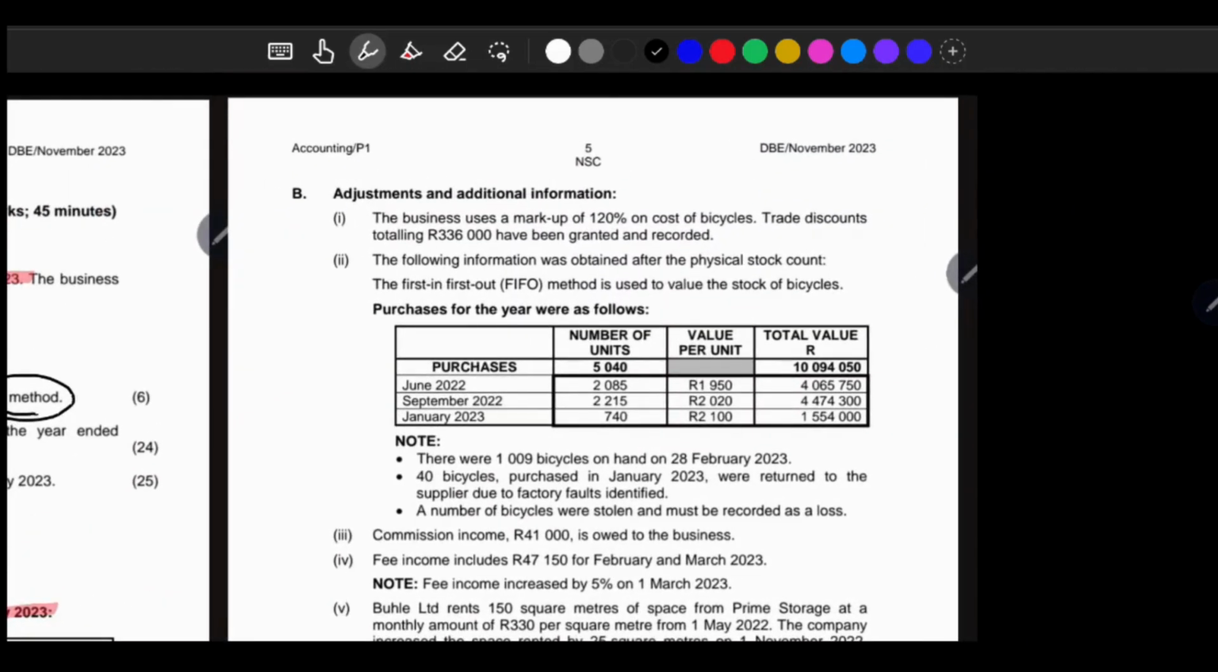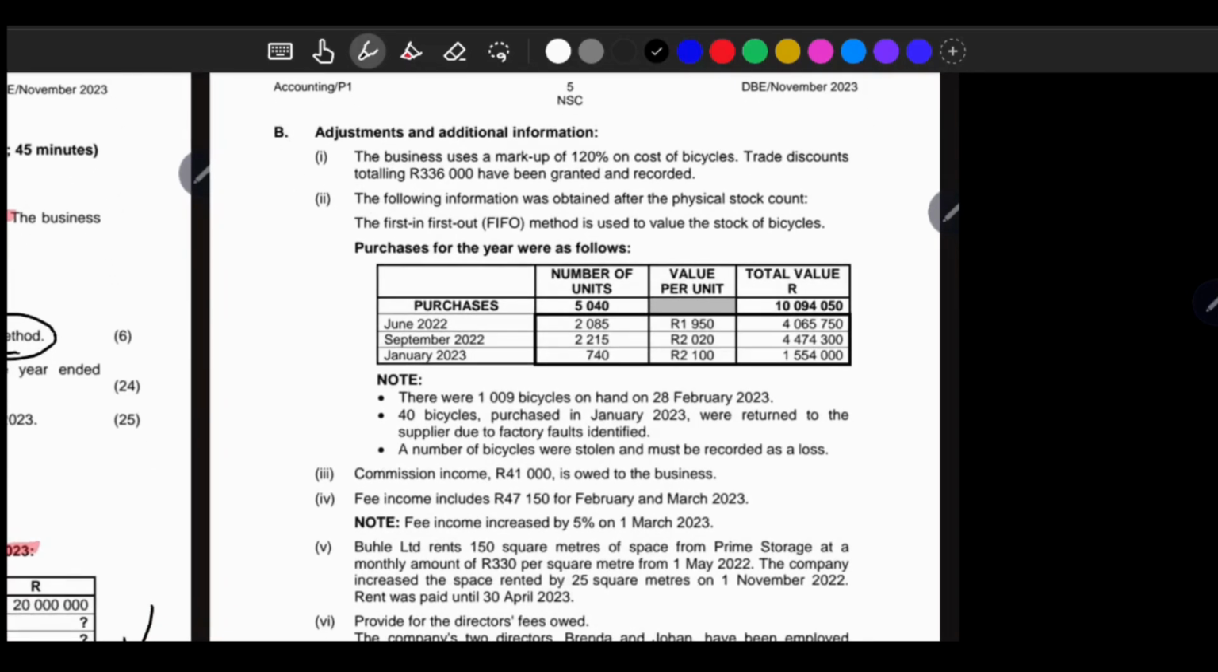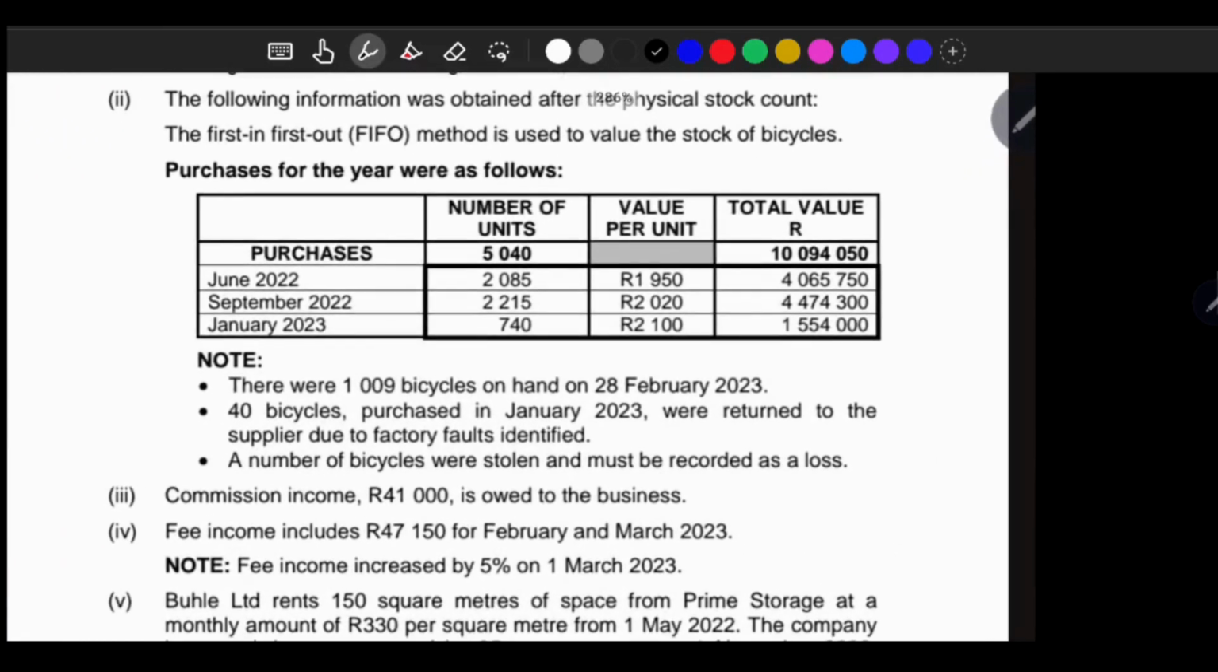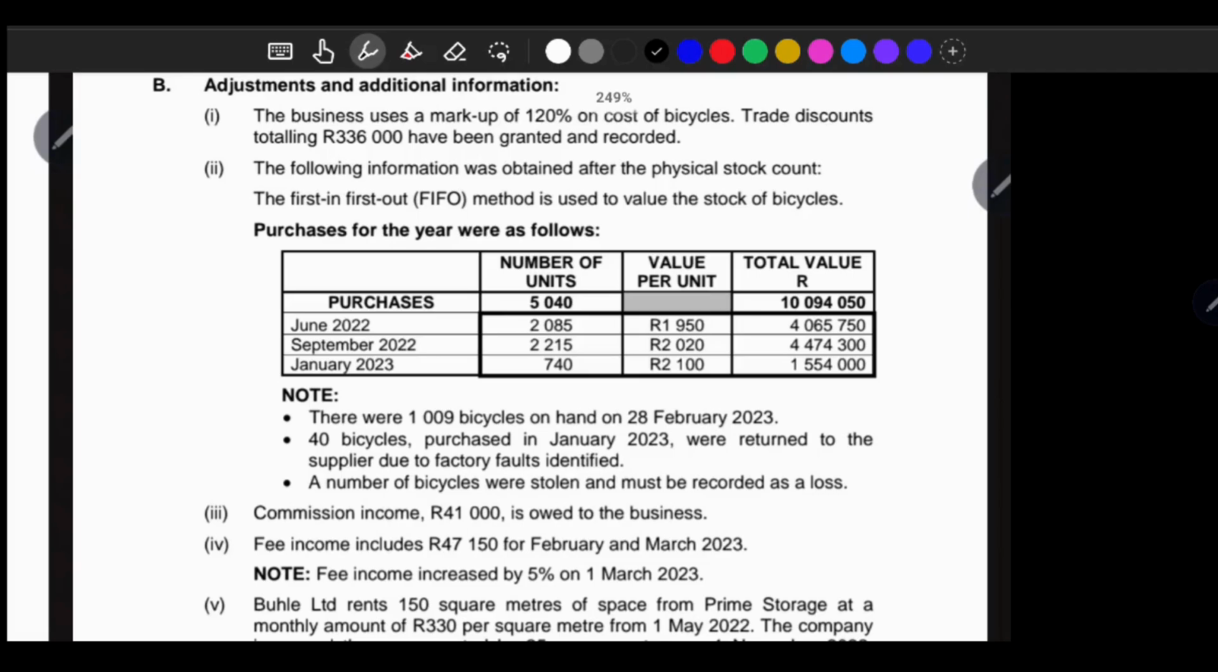First point there says the business uses a markup of 120% on cost of bicycles. That's not relevant, that we'll use when calculating sales or cost of sales. Information 2 there is the information we're looking for. The following information was obtained after the physical stock count, right? The first in, first out method, FIFO method, is used to value the stock of bicycles, and there we're given the information. So we're told there that there is 1,009 bicycles on hand on 28 February 2023, right?